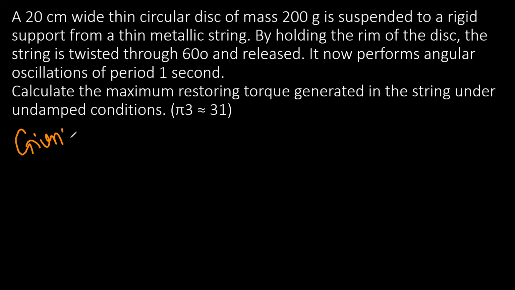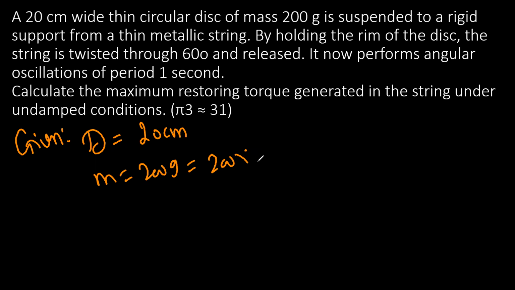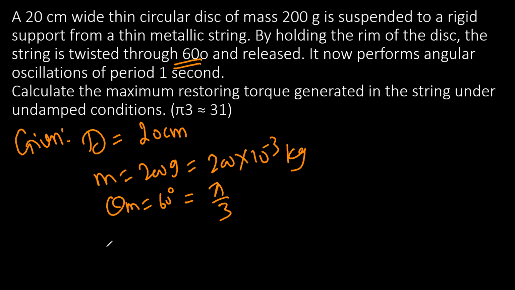So what is given here? A 20 centimeter diameter circular disc of mass 200 grams. We can convert the mass to kilograms: 200 into 10 raised to minus 3. Then the amplitude theta m is 60 degrees, which is pi by 3. Then the time period is 1 second.